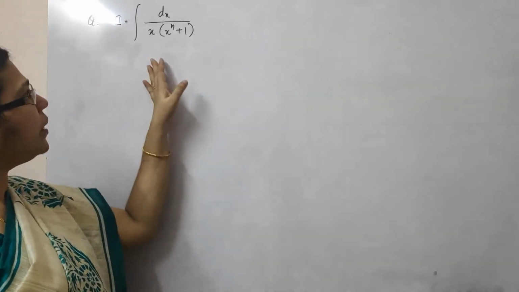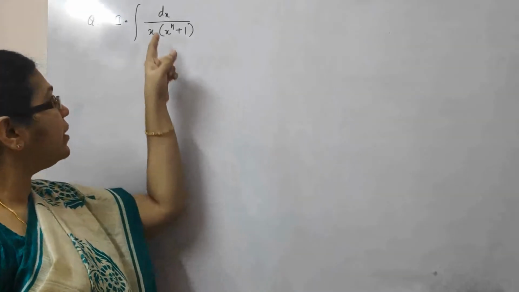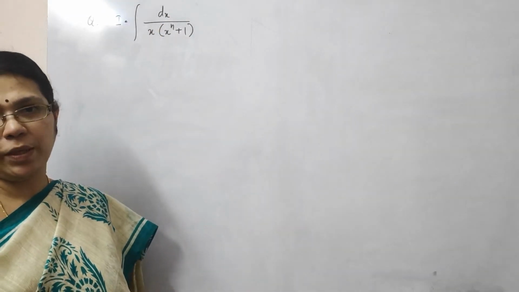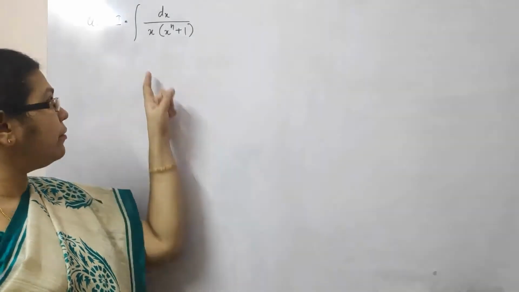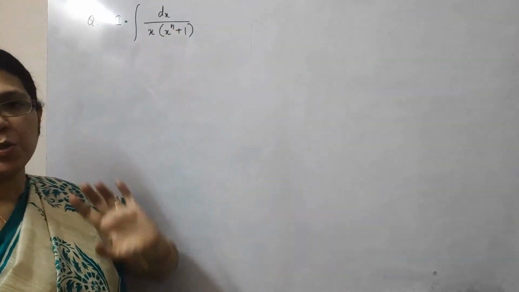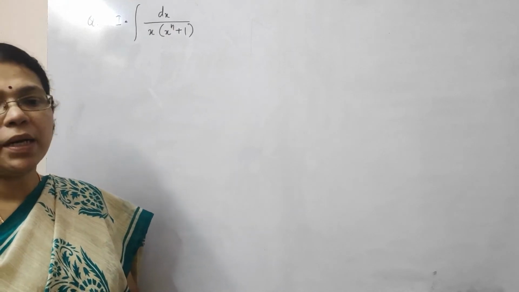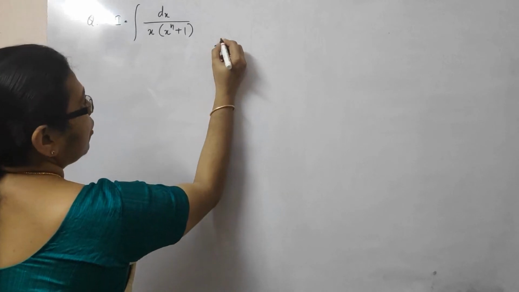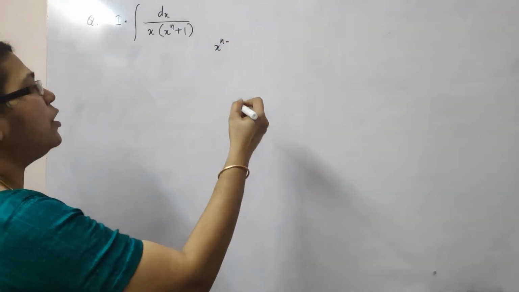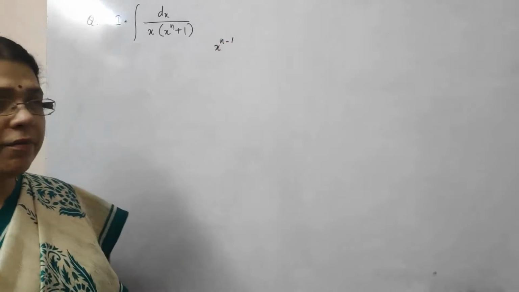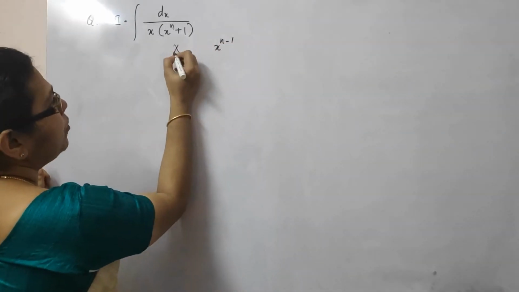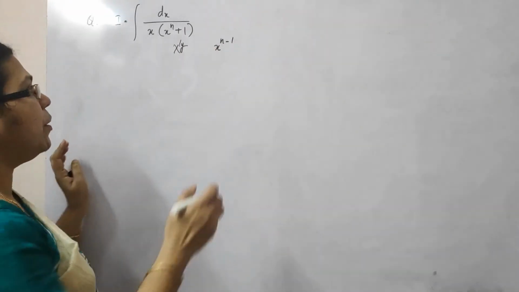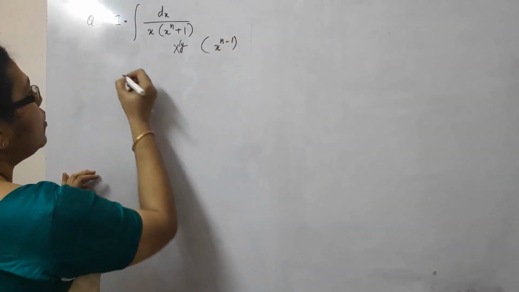Now there is one more question of the similar kind in your textbook, where it is given as dx by x into x raised to the power of 4 plus 1. So whichever way it comes, even if it is x into x raised to 5 plus 1, what you have to do is multiply the numerator and denominator with x raised to the power of n minus 1. So what do I get?